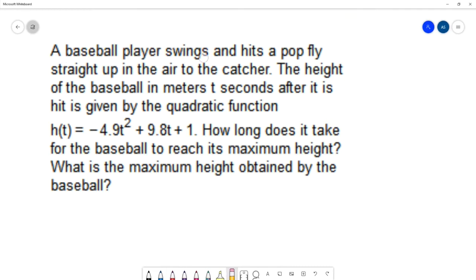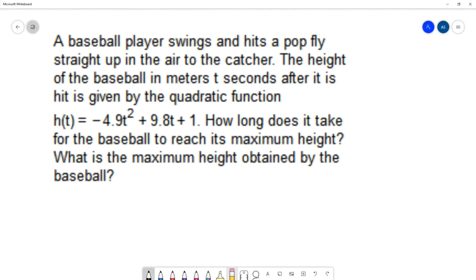A baseball player swings and hits a pop fly straight up in the air to the catcher. The height of the baseball in meters t seconds after it's hit is given by the quadratic function h of t equals negative 4.9 t squared plus 9.8 t plus 1. How long does it take for the baseball to reach its maximum height? And what is the maximum height obtained by the baseball?